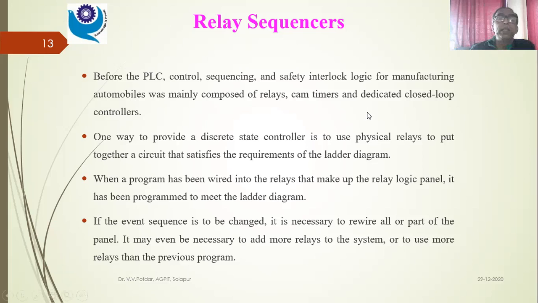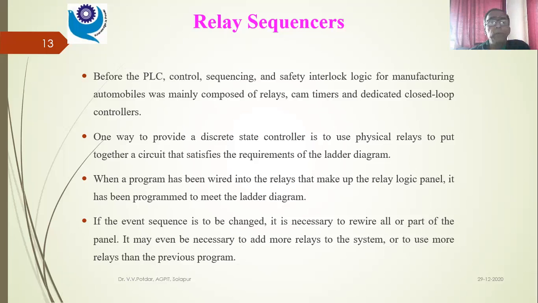Before the PLC, control sequencing and safety interlock logic for manufacturing was mainly composed of relays, cam timers, and dedicated closed loop controllers. One way to provide a discrete state controller is to use physical relays to put together a circuit that satisfies the requirements of the ladder diagram.